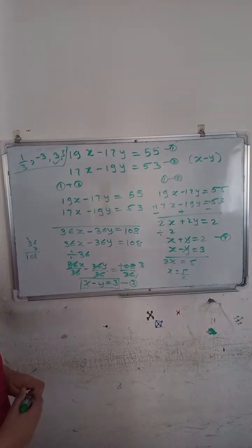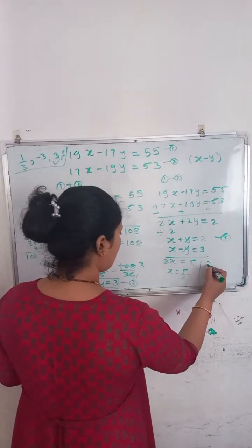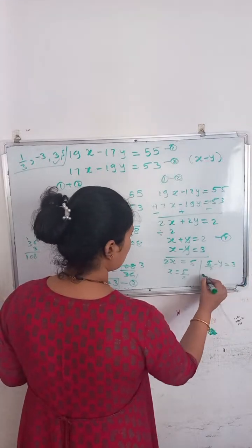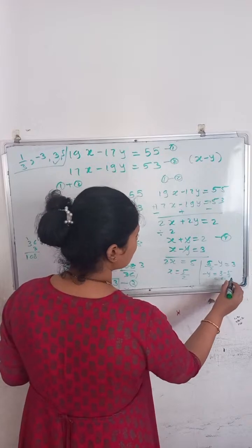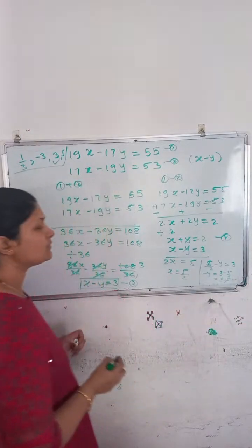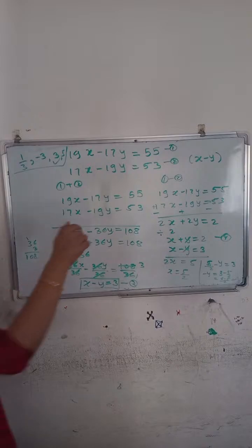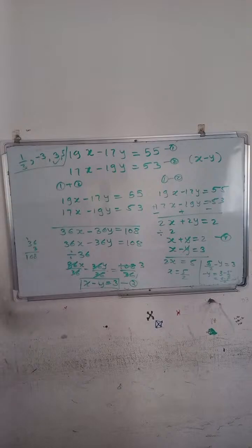Getting this? Once x is found, you can substitute it anywhere and find the value of y. Here x is 5 by 2, so 5 by 2 minus y is equal to 3. So minus y is equal to 3 minus 5 by 2, that is 6 minus 5 divided by 2, which is 1 by 2. So the answer is y equals minus 1 by 2. Getting this? But our question asks for x minus y, and I got it as 3. Option C is the correct option. Copy this. I hope you all are getting this.